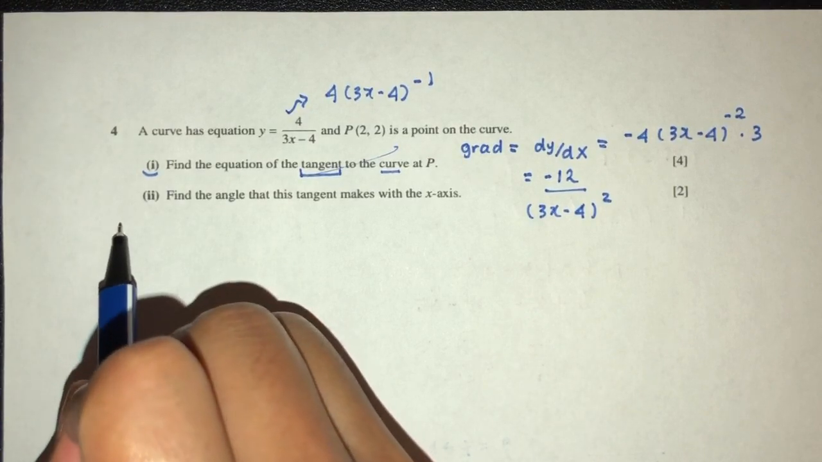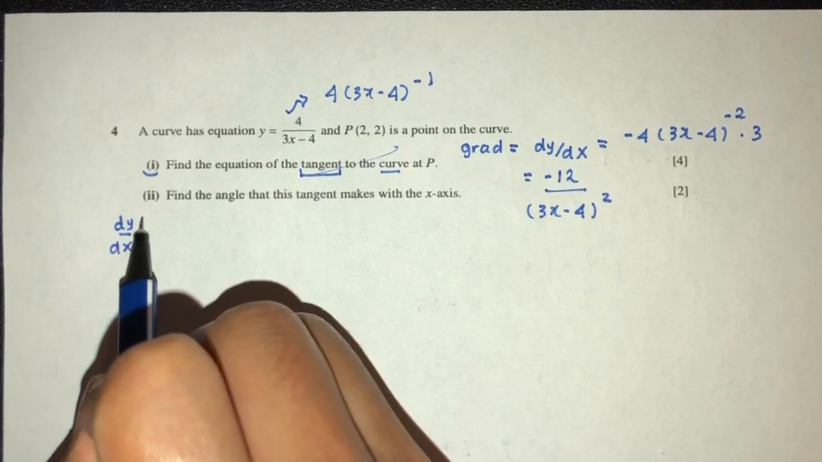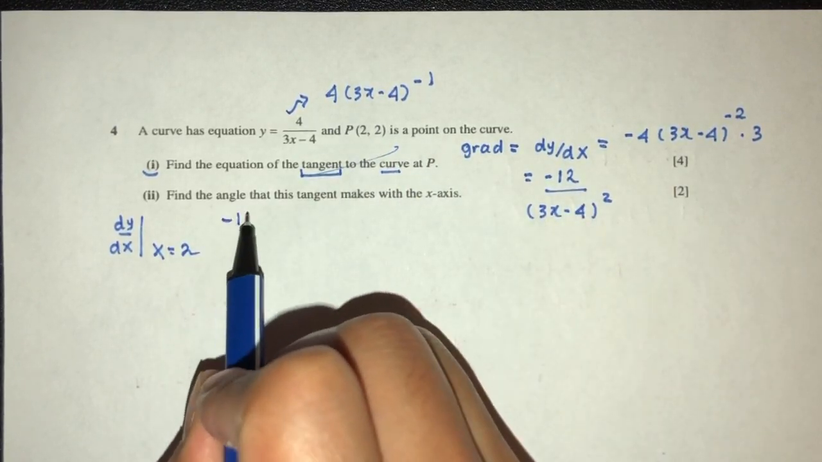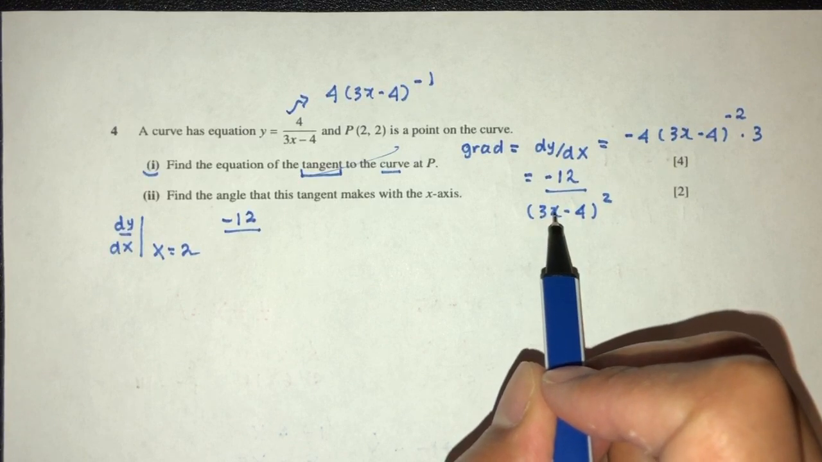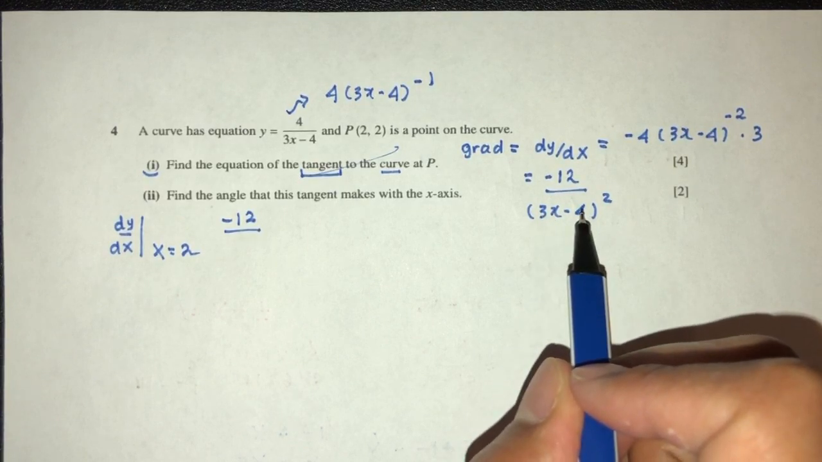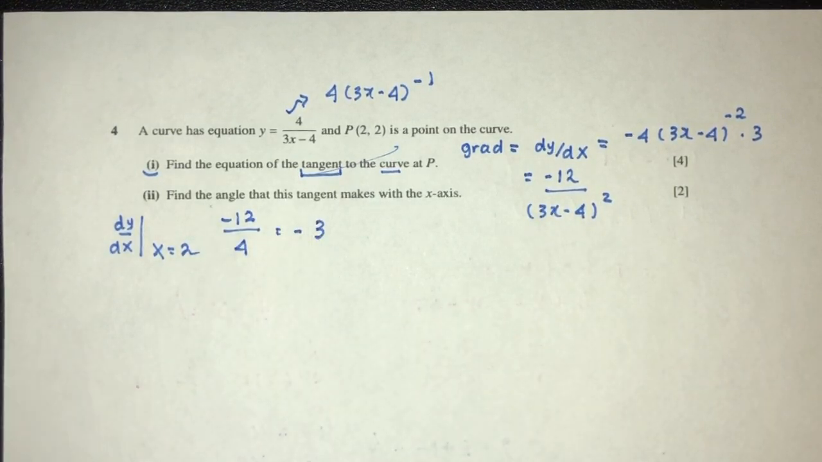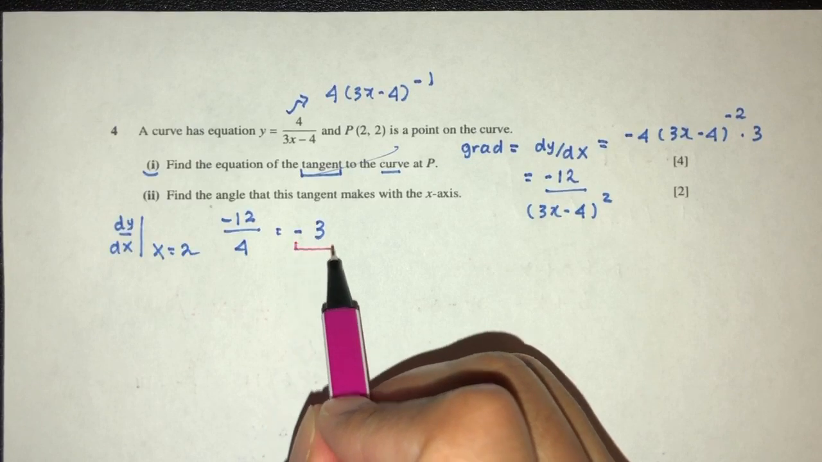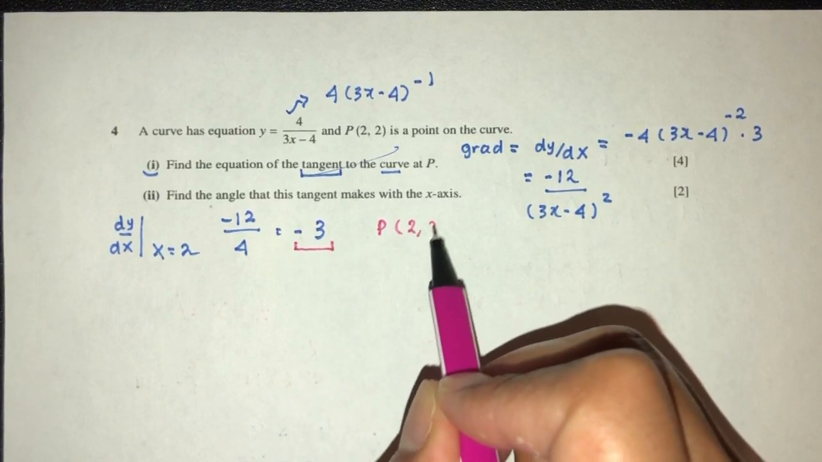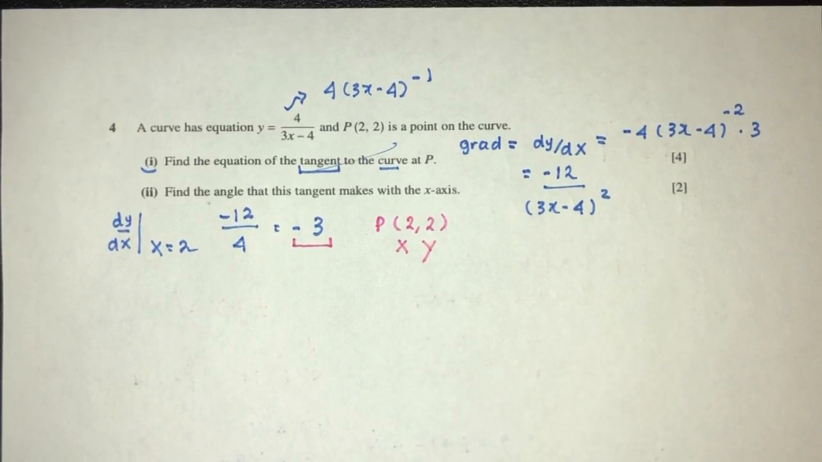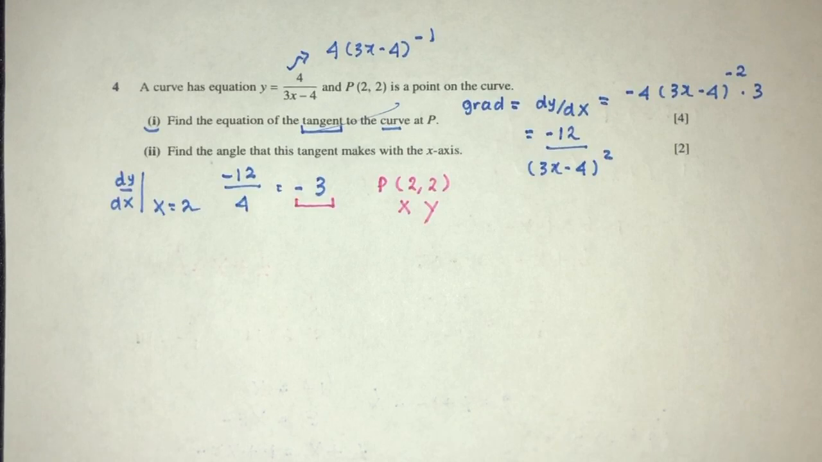Now, the gradient is dy by dx at the passing point P, at x equal to 2. That will be what? Minus 12 divided by (3 times 2 is 6, 6 minus 4 is 2, 2 squared is 4). That will be minus 3. So the gradient of the tangent is minus 3. And the passing point is (2, 2). We can find the equation. That is my x value, my y value. Again, this is just my method of finding the equation of a straight line after finding the gradient and the passing point. If you guys have another method, you can always use it as well.